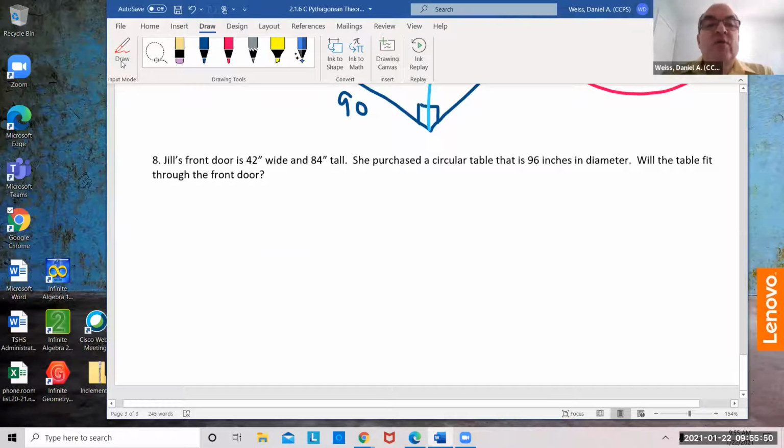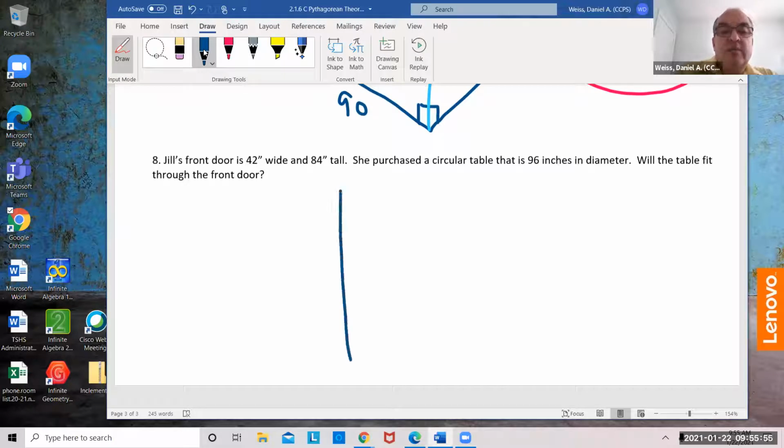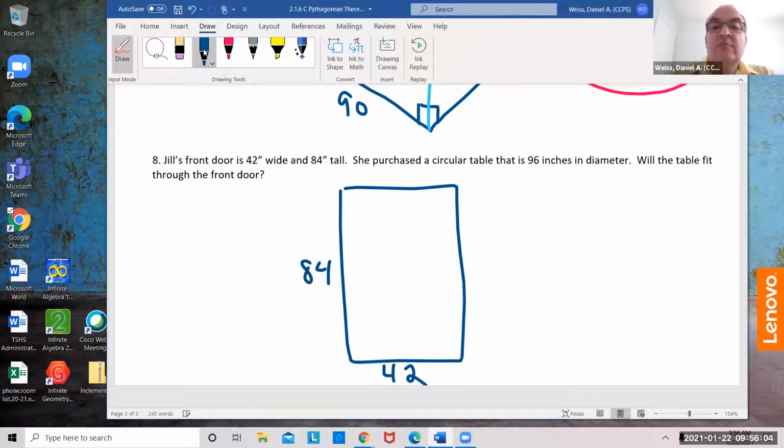Jill's front door is 42 inches wide and 84 inches tall. This is 42 and this is 84. She purchased a circular table that is 96 inches in diameter. Will the table fit through the front door? Which means this number here needs to be 96 or greater. So the question is, is that true?